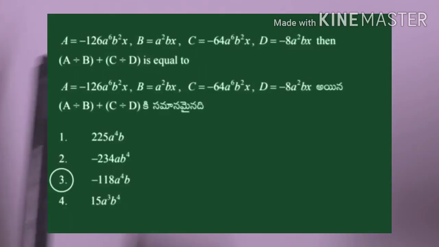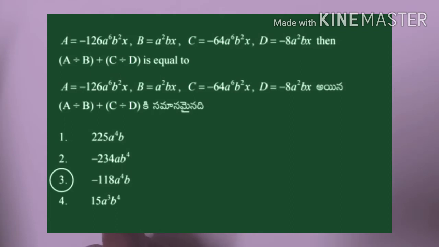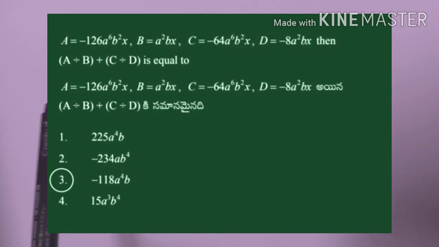Next problem: a is equal to minus 126 a power 6 b square x, b is equal to a square bx, c is equal to minus 64 a power 6 b square x and d is equal to minus 8 a square bx. Then what is the value of a divided by b plus c divided by d? That's the given question. Options are 224 a power 4b, minus 234 a b power 4, minus 118 a power 4b and the last option is 15 into a cube b power 4.